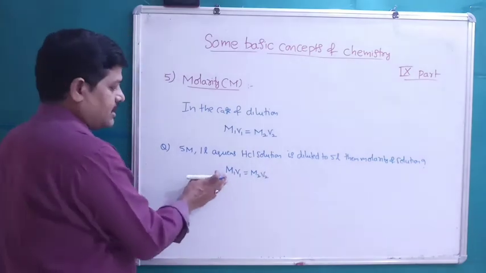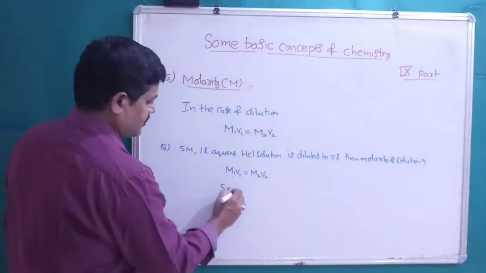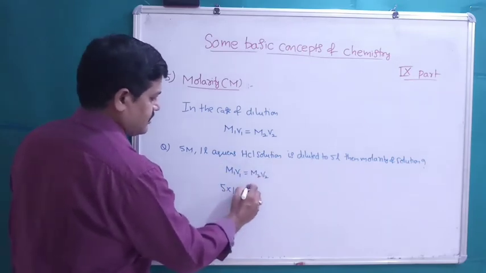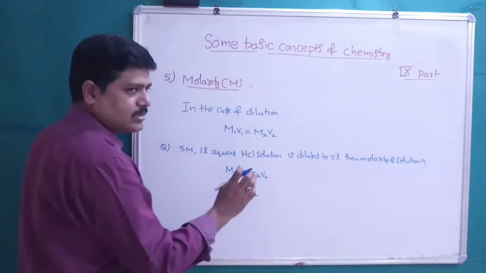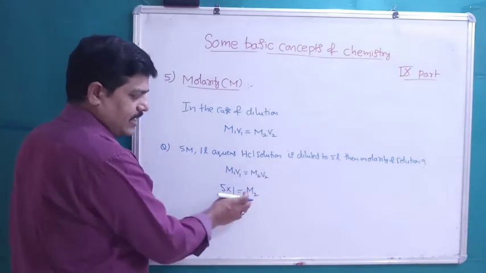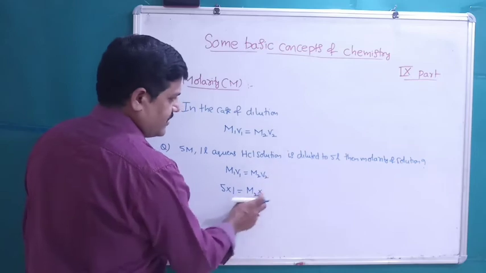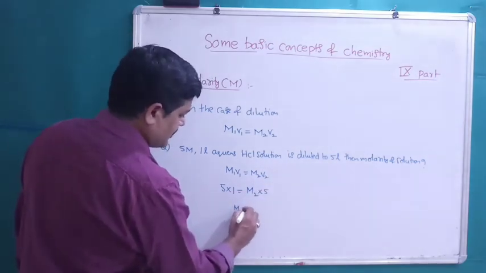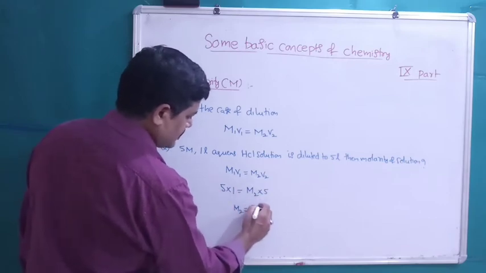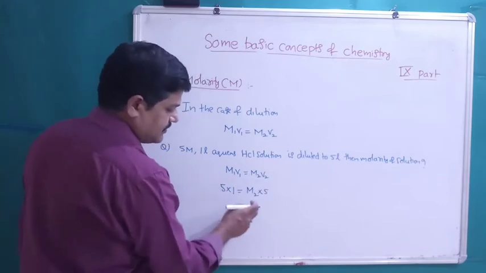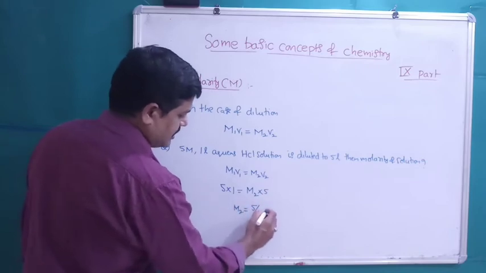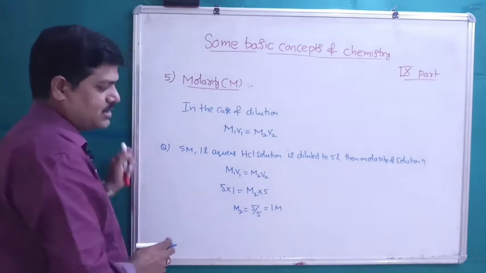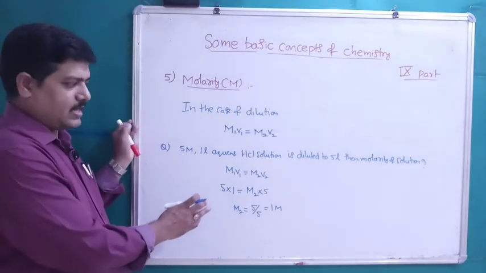So M1 is the initial molarity, 5, into volume V1, the initial volume, 1. M2 is the required value that we need to find out, into volume V2, which is 5 liters after dilution, right? So M2 is required for us. 5 into 1 is 5. When we transfer 5 to the opposite side of the equation, it comes in the denominator. So the molarity of the solution after dilution is 1 molar.